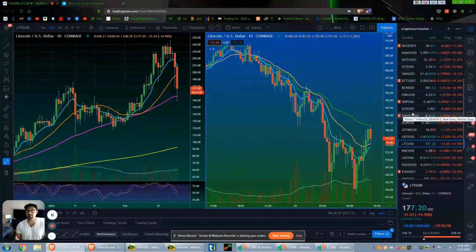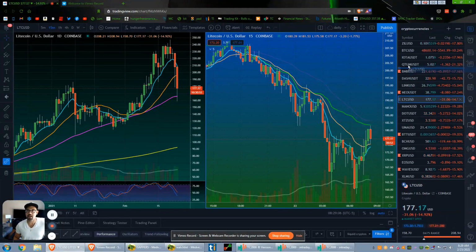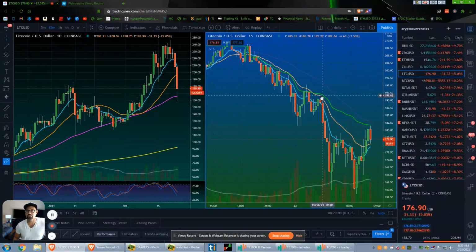But do I think Bitcoin's going to come crashing down or anything like that? No. Out of all the coins, Bitcoin's probably the one I trade the least anyways. And there are so many other ones that are just sitting at support. So I do like the location on LTC.